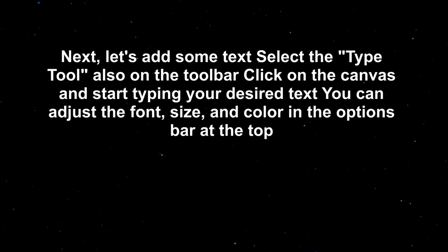Next, let's add some text. Select the Type tool also on the toolbar. Click on the canvas and start typing your desired text. You can adjust the font, size, and color in the options bar at the top.